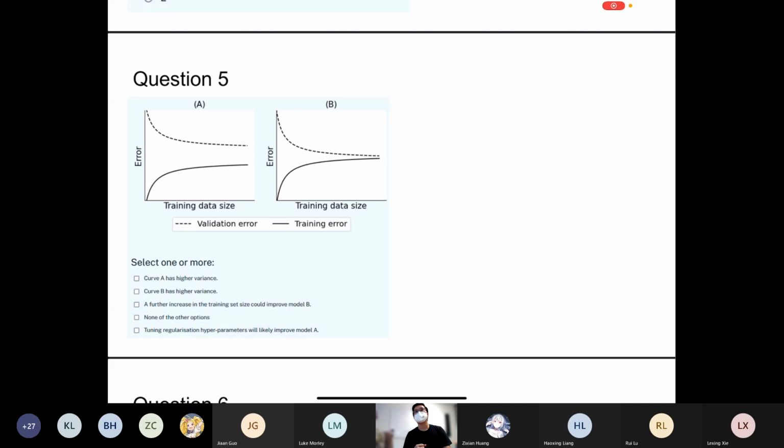Yeah, I guess what I want to argue is that even though the gap between the training error and the validation error is getting close to 0, unless you have an infinite amount of data, the gap is still going to be decreasing, right? So that's why I think this option could be kind of correct, even though the improvement is not very large. It's still improving model B, right?